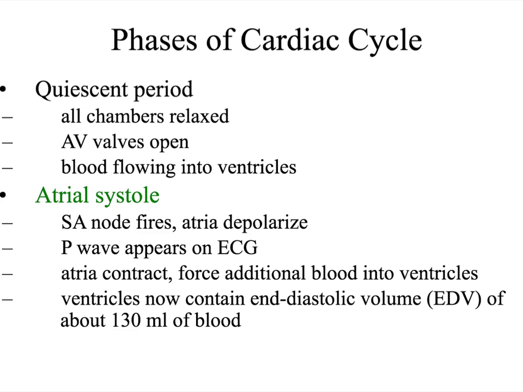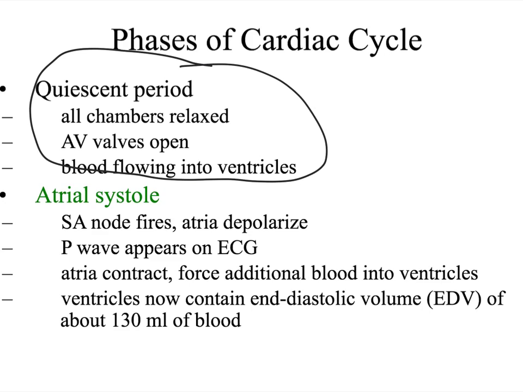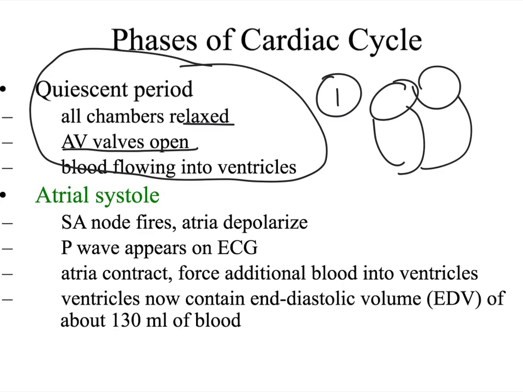Now when we start talking about the phases, we're going to start with quiescent. Quiescent is kind of like the calm. In the quiescent stage, which is stage number 1, all the chambers are relaxed, the AV valve is open, and you can picture the blood just pouring into the ventricles.